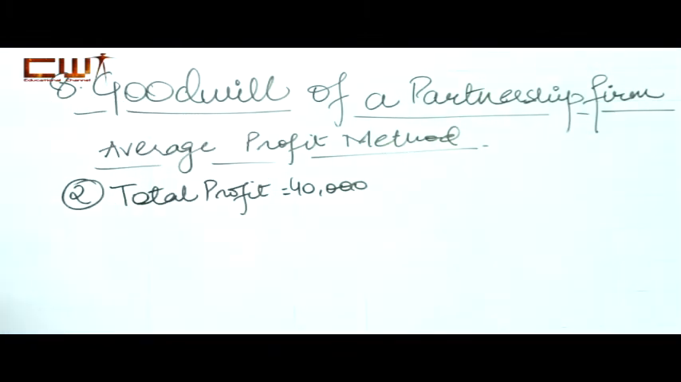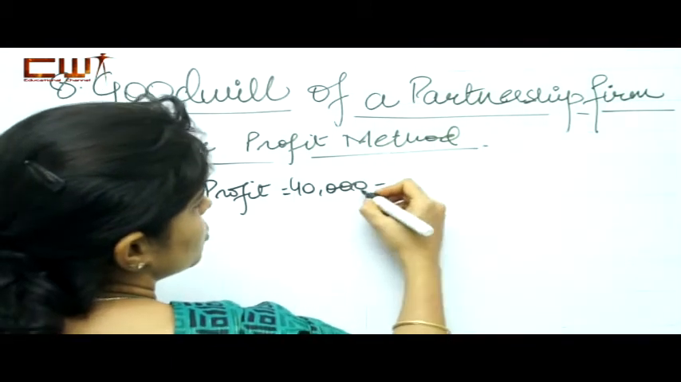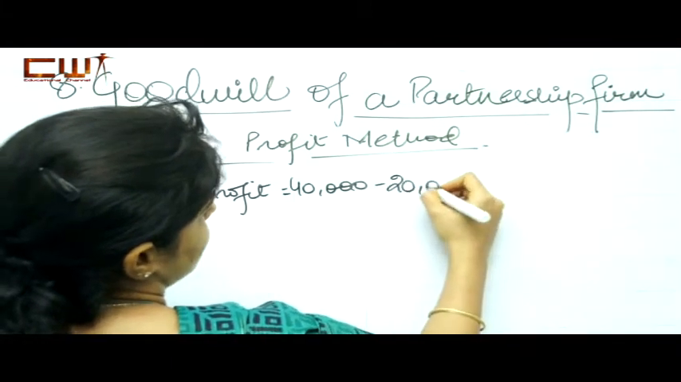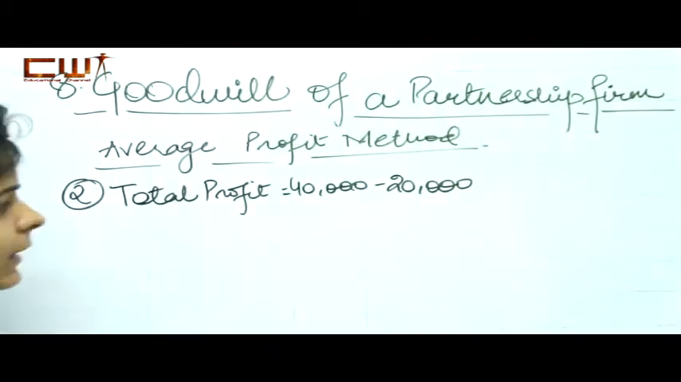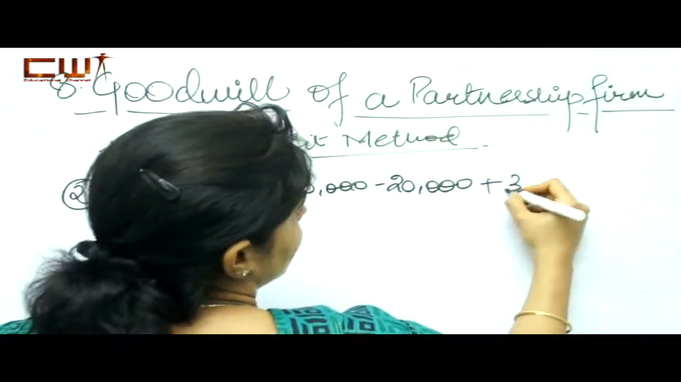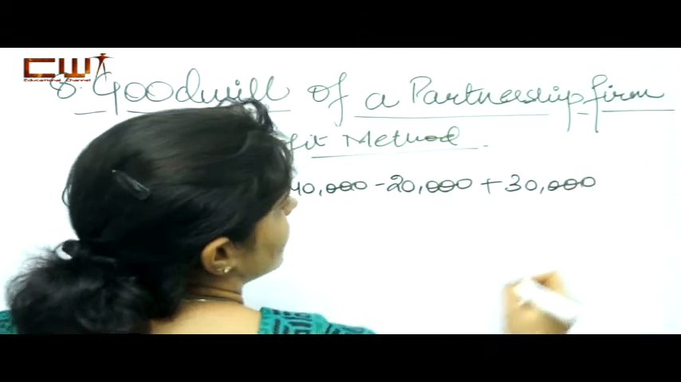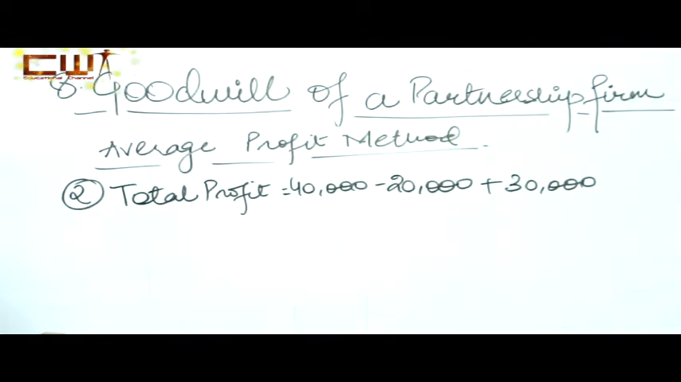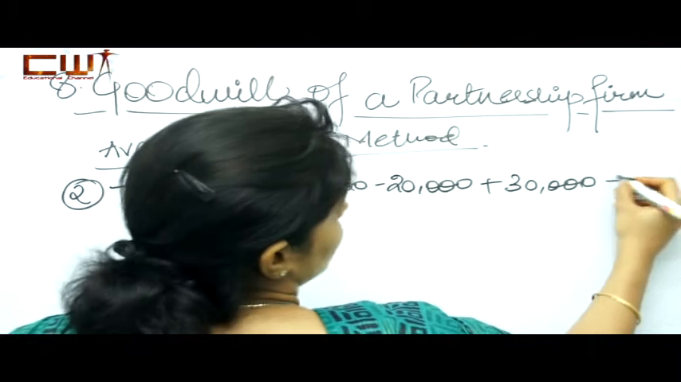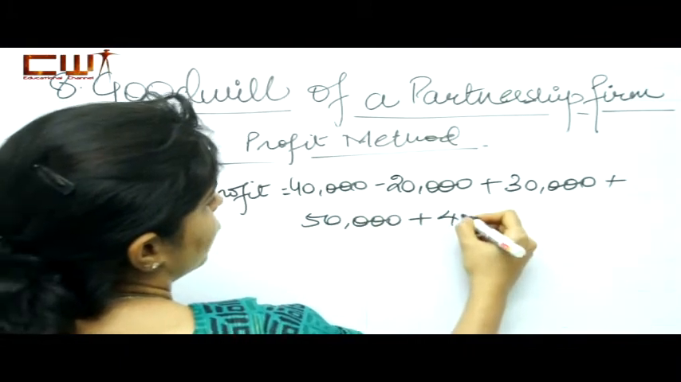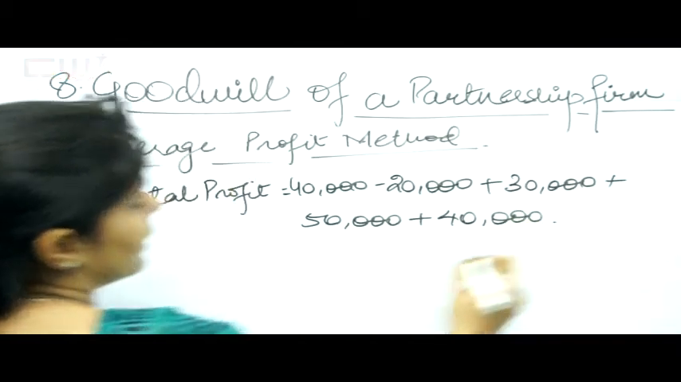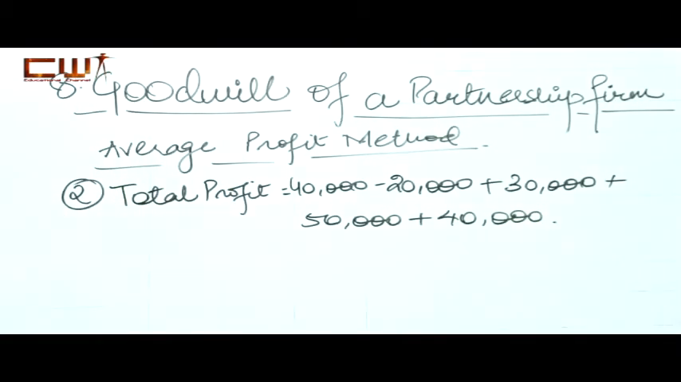Next year, that is the second year, there is a loss that the company has incurred. So you will write it as minus 20,000, right? Because that is a loss. Then it is a profit again of 30,000 that the company has earned. Then they have earned a profit of 50,000 in the fourth year, and finally in the fifth year a profit of 40,000.